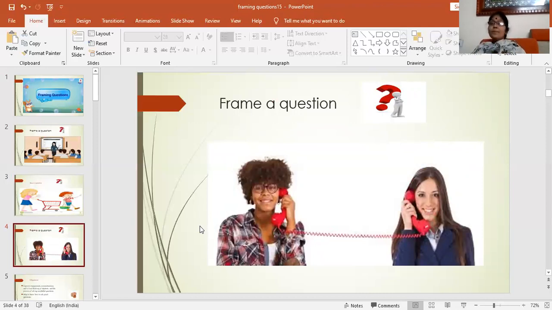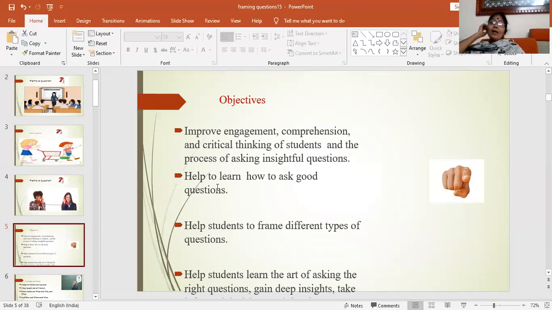So today our topic is on how to frame questions. So our objectives are, why are we learning this in this class? We teach this in the class to help students improve engagement, comprehension, and critical thinking, and also to improve the process of asking insightful questions. To help students to ask good questions. To help students to frame different types of questions.